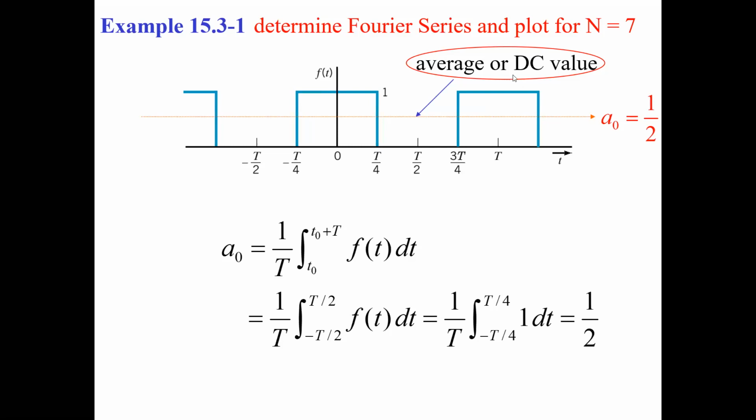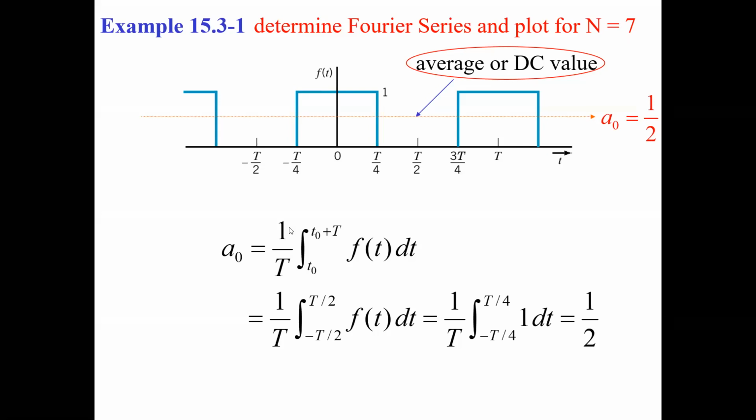Here, determine the Fourier series and plot for n equal to 7. Here is an example. This is a rectangular wave. The range is minus T by 4 to T by 4. What is the maximum amplitude? 1. So what would be the average DC value? Half, right? The average is half.